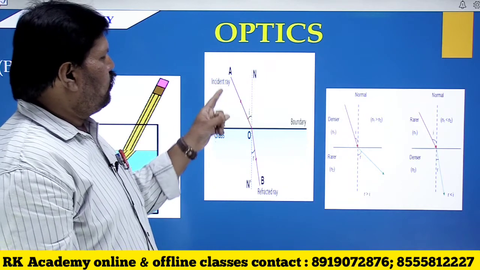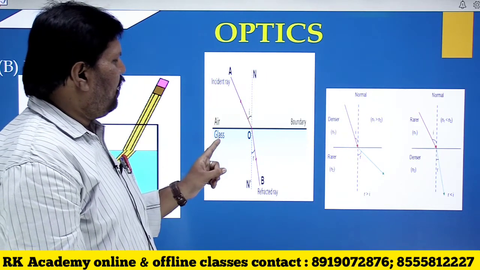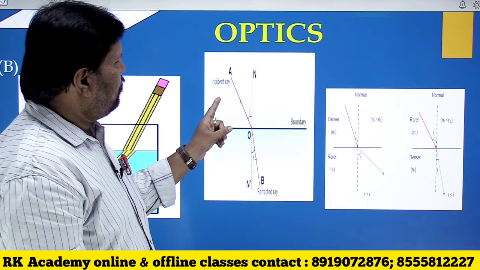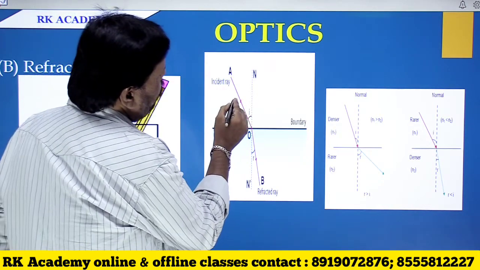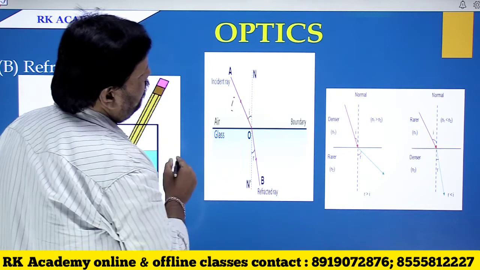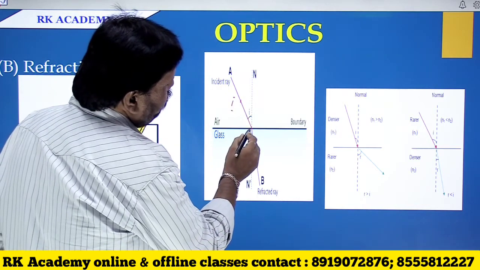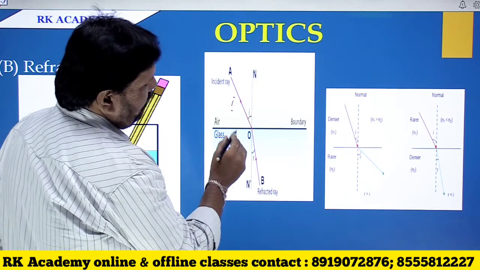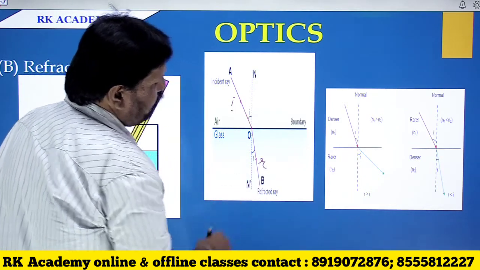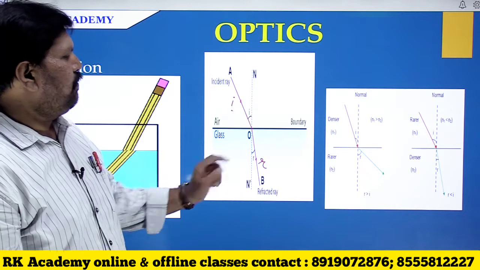See, here are two media, one is air and another is glass. The light that is incident, this is the incident ray, meets the interface of the two media, its speed changes and thereby it refracts. This is the refracted ray.